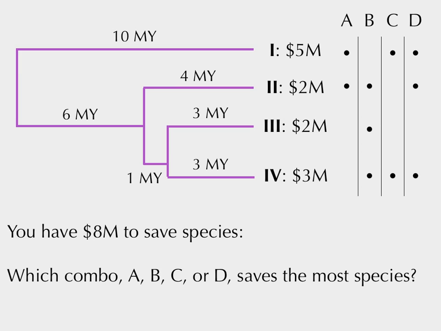Yeah, so each branch is an individual species. 1 is a species, 2 is a species, 3 is a species, 4 is a species. So 4 species total. And you can save all 4 of these, great. That's one of the options.